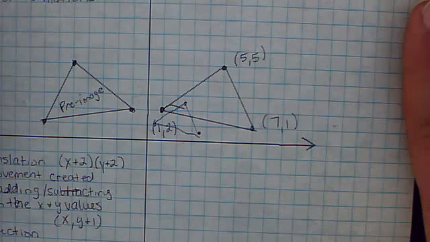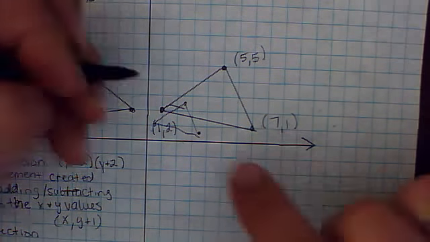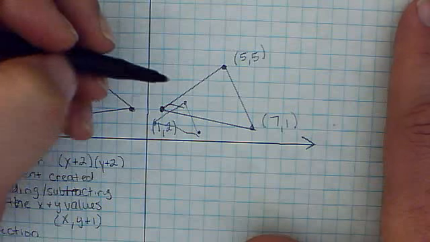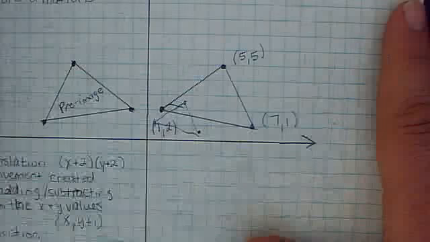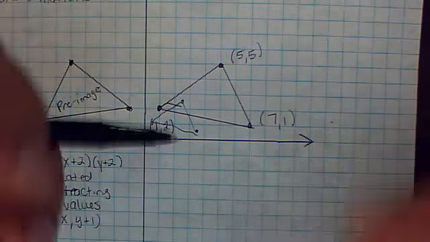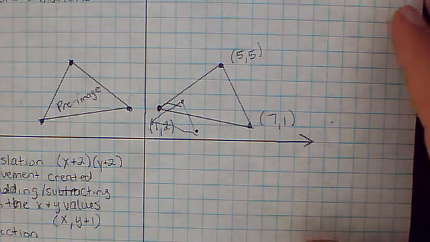So dilation isn't just about making a shape grow, but it can also be about making a shape shrink down to a smaller size. Now, these triangles still remain similar. They're similar figures. They still have the same angle measurements, and their sides are proportionate to one another. But they're just changing how large they are. So those are the three different types of transformations.